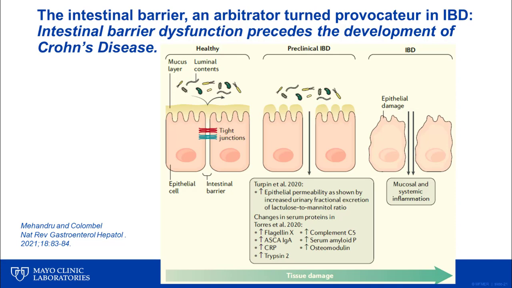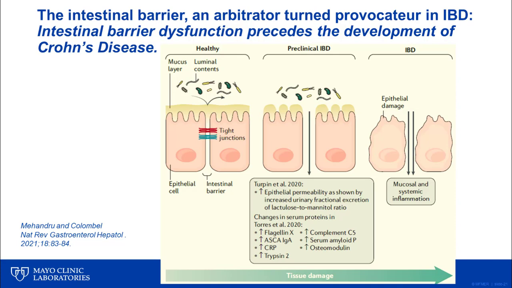And this concept was revisited more recently by Jean-Fred Colombel and his colleagues in New York. So this is very much an interesting title. I can almost hear Jean-Fred Colombel mention this. The intestinal barrier, an arbitrator turned provocateur in the IBD. And so he's trying to help us understand that there may be changes in the barrier function that will be important. I'll show you the original data.